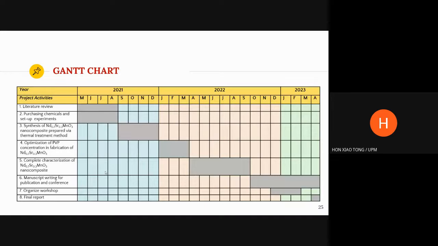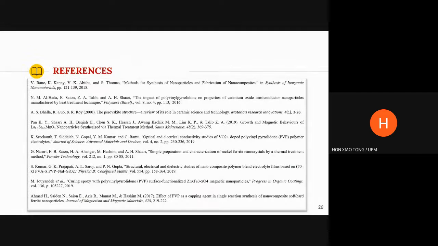And this is the Gantt chart for my study. And this is the reference that I used to prepare this presentation slide. And here comes the end of my presentation, and thank you for your attention.